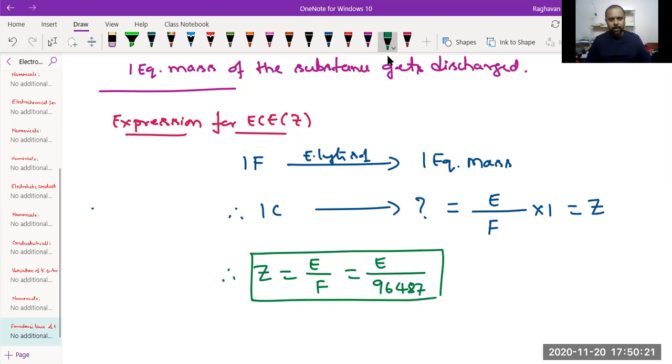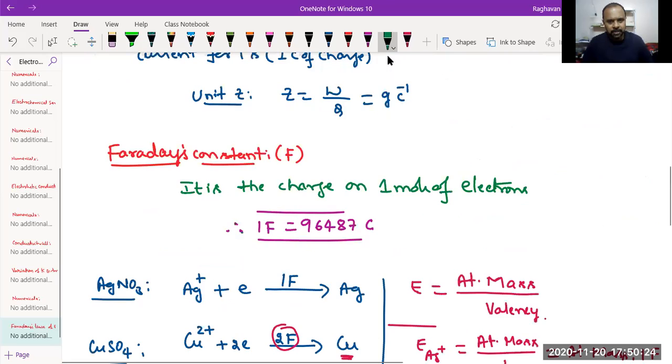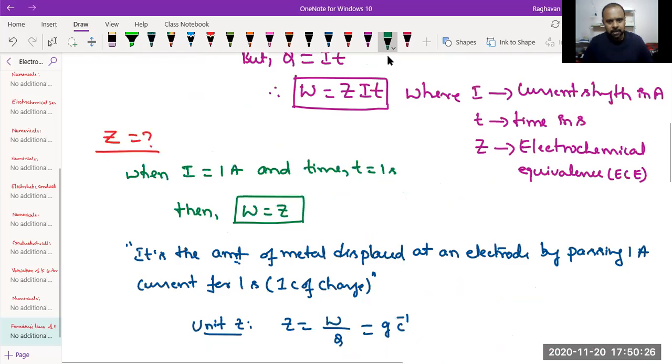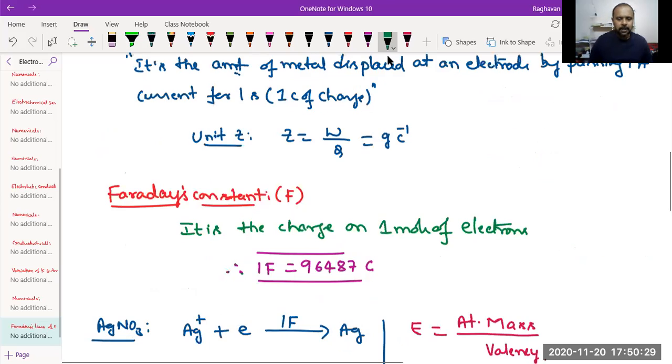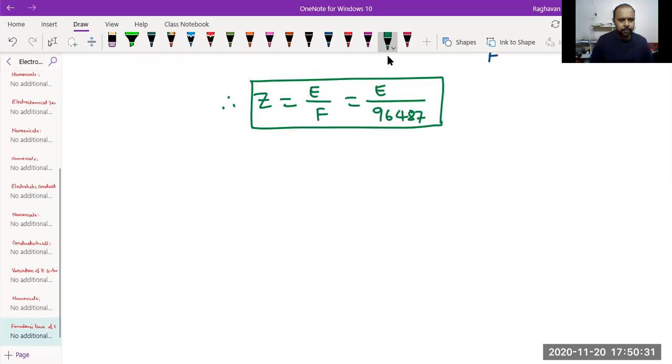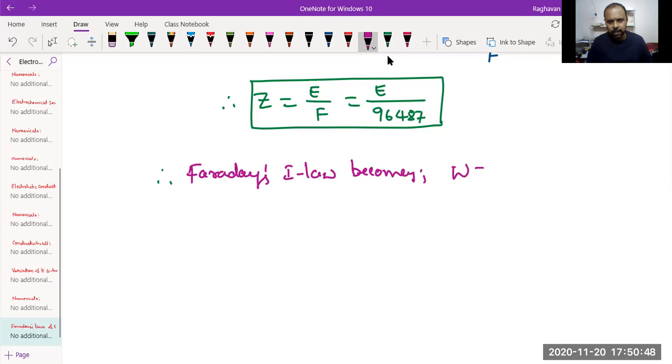Now, shall we incorporate this Z expression into the first law? What is the first law? W is equal to Z into I T. Therefore, Faraday's first law becomes: W is equal to Z into I T. In the place of Z we can write E divided by 96,487, into I T.